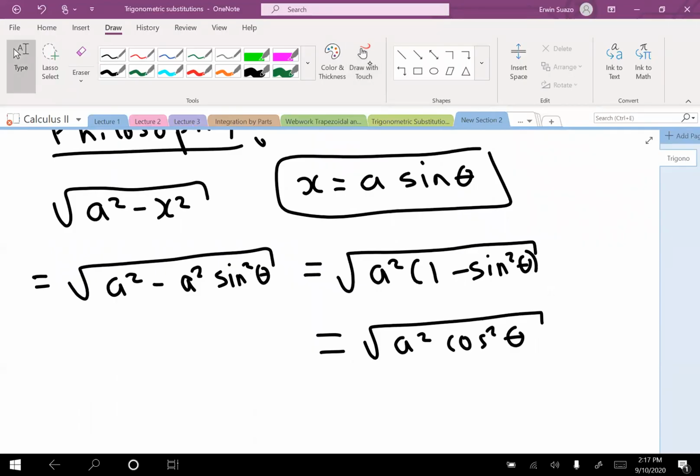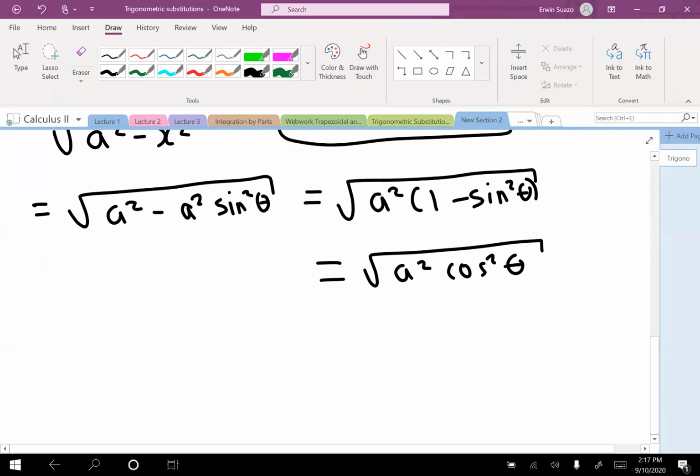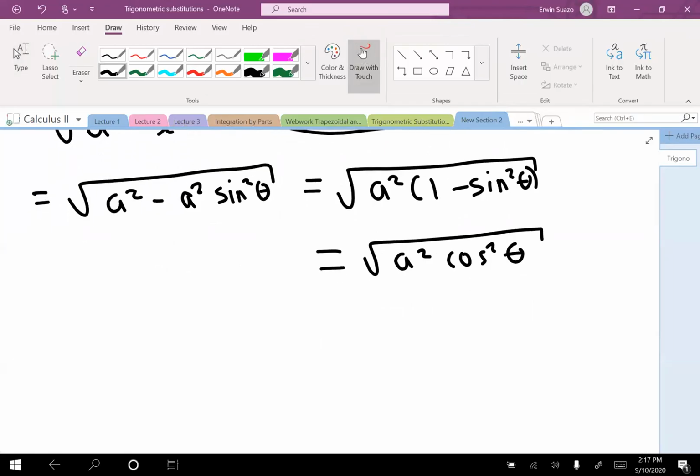Now, somebody's going to make me really happy here. If somebody tells me, in your calculus 1, let's see who had the best calculus 1 teacher: what is the square root of a squared cosine squared of theta? A cosine of theta. Almost. A cosine of theta, but not yet. What is missing?